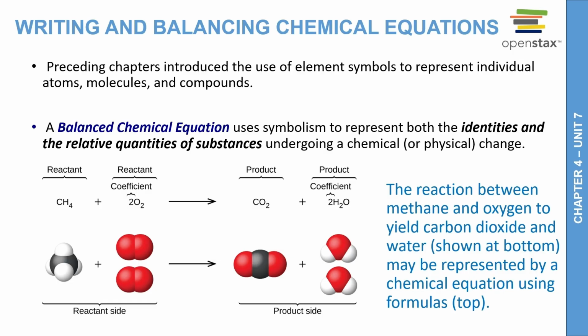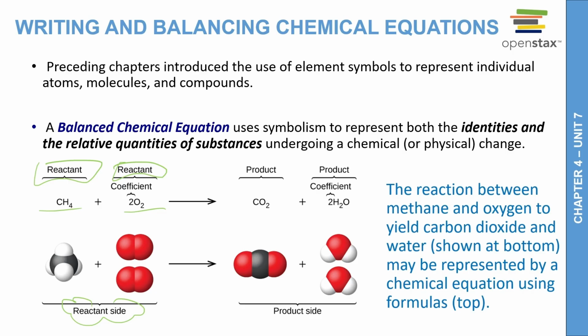A balanced chemical equation uses symbolism to represent both the identity and the relative quantity of a substance undergoing chemical or physical change. It's really important to know how to read and how to write those chemical equations. The substances undergoing a reaction we call reactants, right? And the formulas are placed on the left side of the equation, as you see over here. So we have the reactant side. We have reactant 1 and 2, which are methane and oxygen.